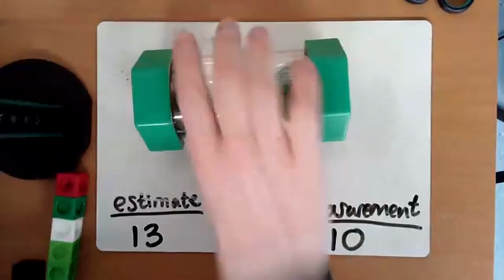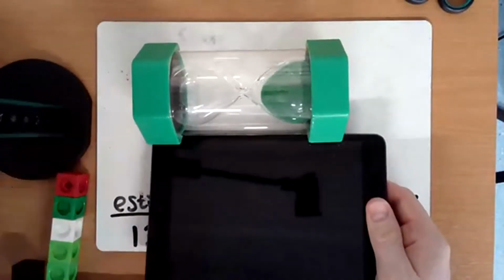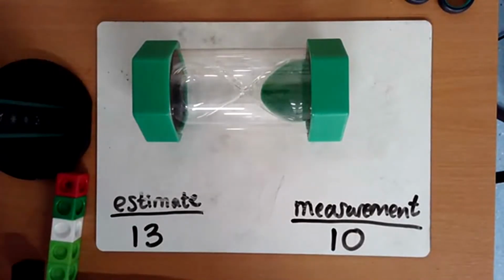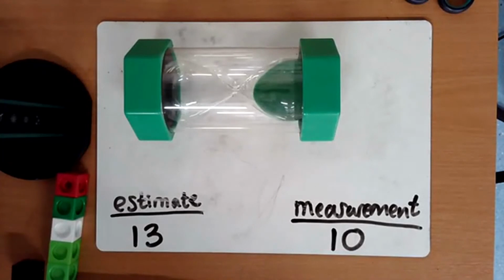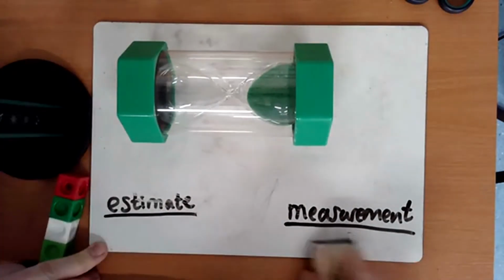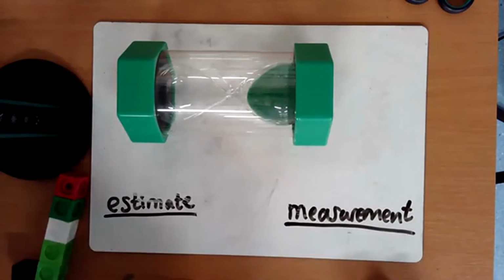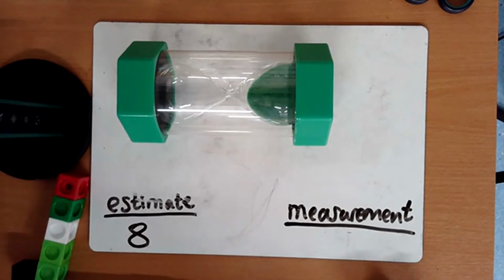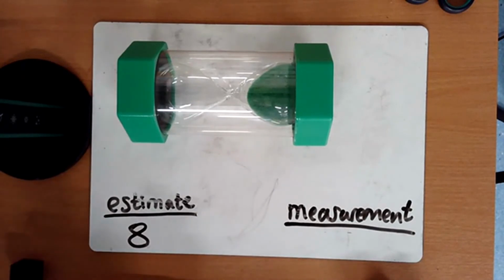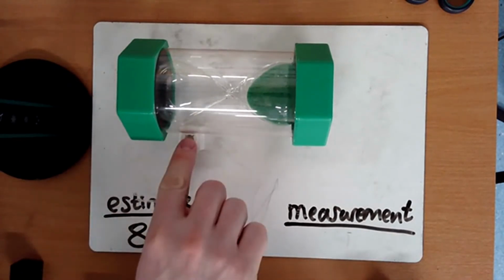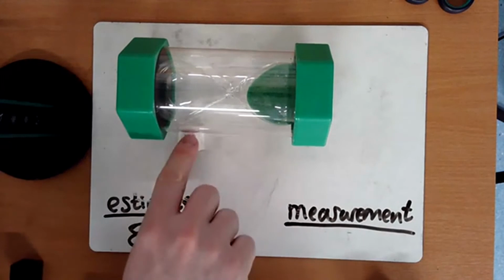I'm going to try this sand timer. Now I know the sand timer is shorter in length than the iPad, so it must be smaller in my estimation and my measurement. So I'm going to estimate that the sand timer is 8 cubes long. Okay, let's have a go. Remember, I start right at the beginning. Don't start over here. It wouldn't be an accurate measurement.